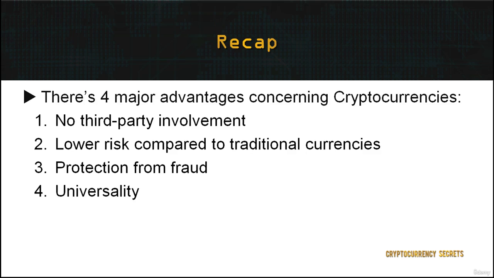It also saves you a lot of time and money by reducing additional spending over transferring money from multiple countries to another, which means cryptocurrency operates at an international platform, which in turn makes transactions easier than your average telegraphic transfer. To recap, there are 4 major advantages concerning cryptocurrencies. It has no third-party involvement, lower risk compared to traditional currencies, protection from fraud, and universality. Despite the amazing advantages that comes with cryptocurrencies, there are also some setbacks to this investment as well. We'll uncover those in the next chapter.